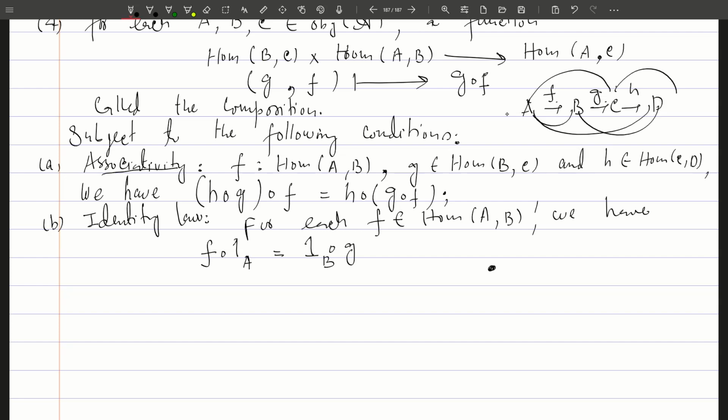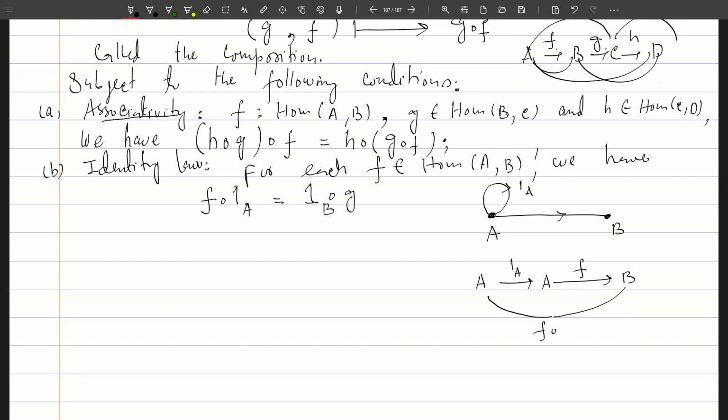So we have two objects here. One is object A, the other is object B. From object A to object A, we have the identity map, which we call 1 sub A. And from A to B, we have the map F. The composite map from A to B is F composite with 1 sub A, and this must be equal to F, which is the map from A to B. Similarly, here we have the identity map on B. Let us call that 1 sub B.